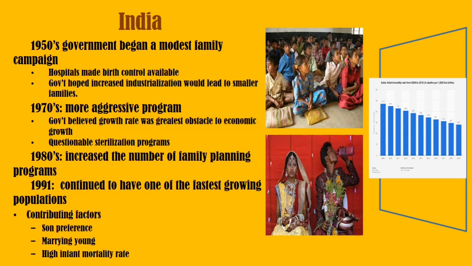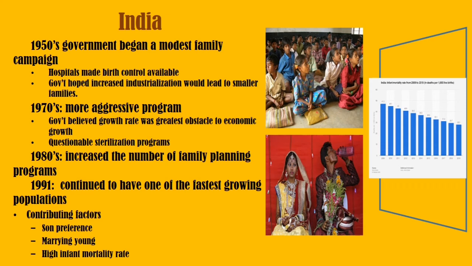In doing so, hospitals made birth control available, and the government hoped increased industrialization would lead to smaller families. However, in 1970, a more aggressive program was introduced, and the government believed the growth rate was the greatest obstacle to economic growth. So they have questioned the sterilization programs of the government, and by the 80s there was an increased number of family planning programs.